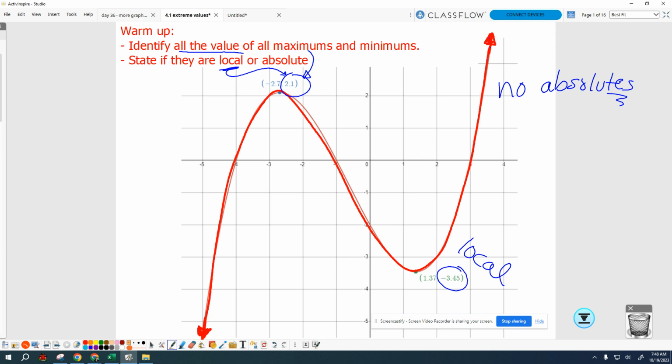Yes? In terms of the no absolutes, what if you have like a parabola? Okay, so that's actually the lesson today. If right here, I swear I'm drawing. Wrong color. All that to make it go away.